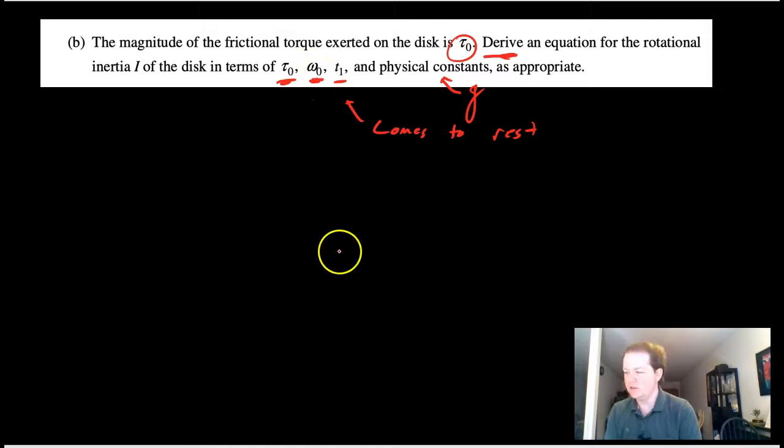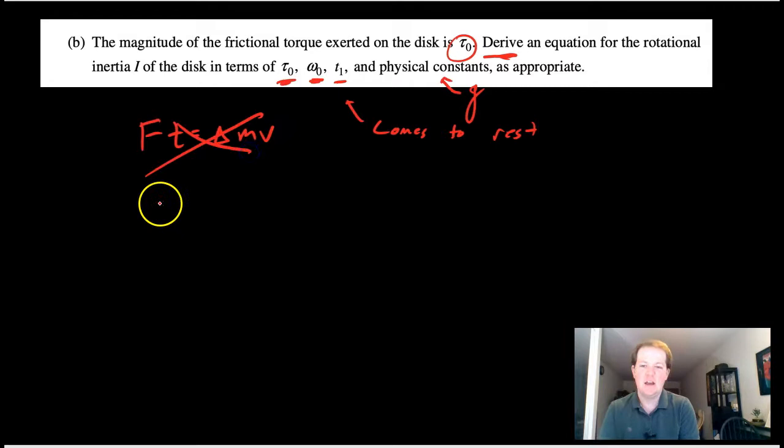There's probably several ways to solve this problem. If I have torque, velocity, and time, can I think of an equation that relates those? I know the impulse equation says F times T equals delta P or delta mv. Now that's for linear stuff. I know that tau times time is equal to the change in angular momentum. And this is good because I'm trying to find the rotational inertia.